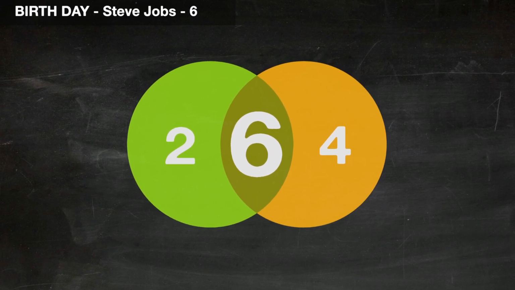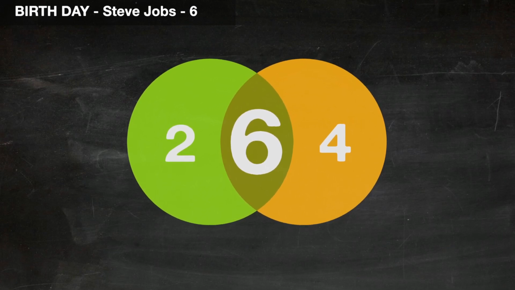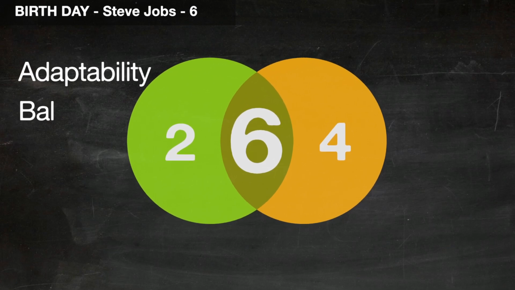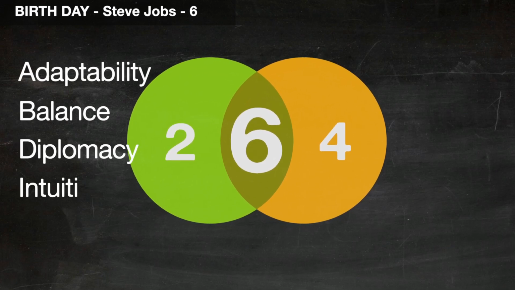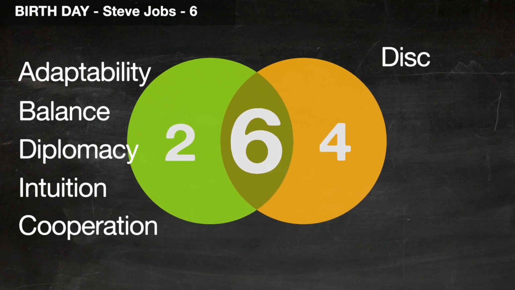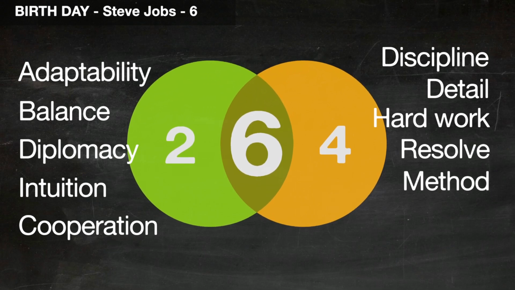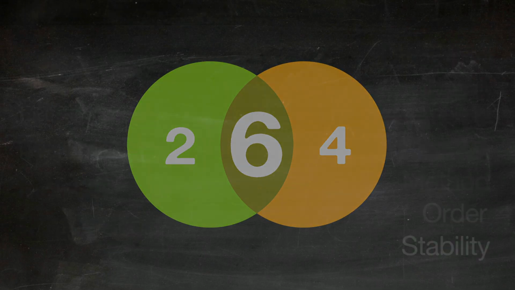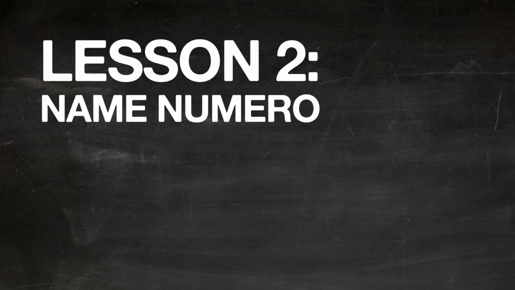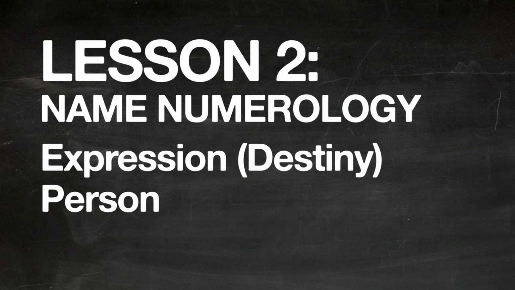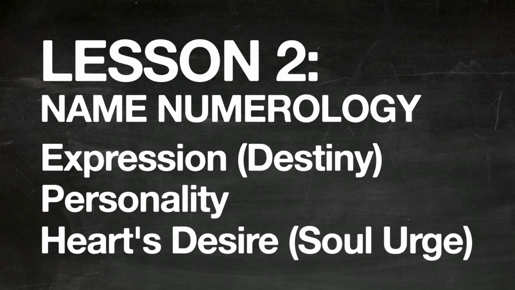The qualities of the 6 expressed and realized in Steve Jobs' life and person were made possible by a combination of the adaptability, balance, diplomacy, intuition, and cooperation of the 2 with the discipline, attention to detail, hard work, resolve, method, order, and stability of the 4. This concludes the first lesson in this series on how to do a numerology reading. In the next lesson, we will look at the 3 numbers derived from the birth name. That is the expression or destiny number, the personality number, and the heart's desire or soul urge number.